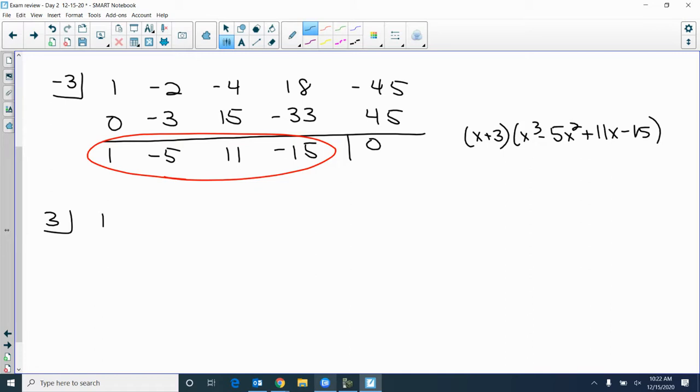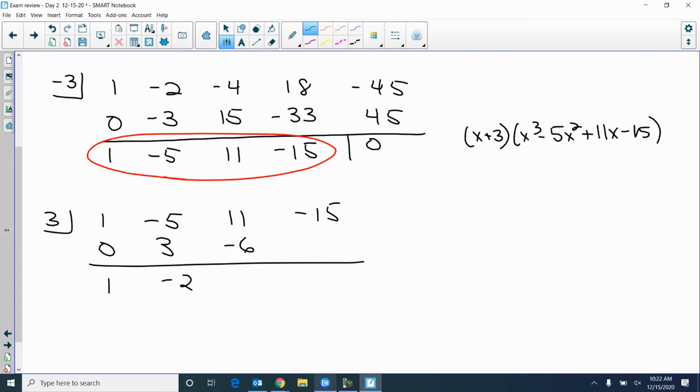That goes 1, -5, 11, -15. That's a 0. 3, -2, -6, 5, 15. 0. So now I'm at x minus 3, or excuse me, x plus 3 was the original. That gives me the factor x minus 3, and then this gives me x squared minus 2x plus 5. All right, at this point, you look on your graph and hit the 2 zeros. You're going to have to use the quadratic root formula to find your others.